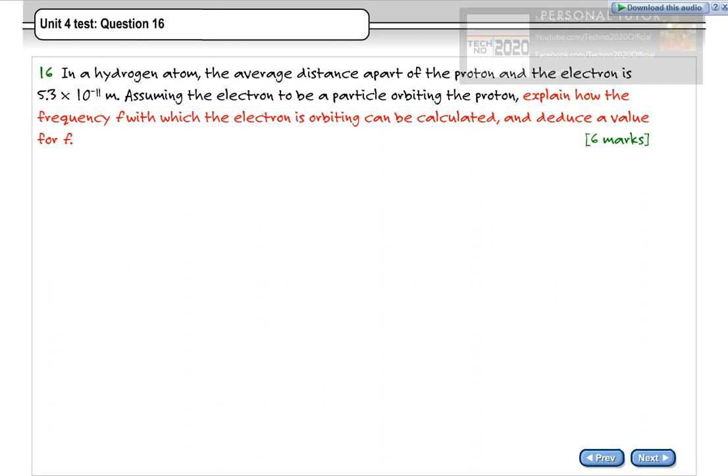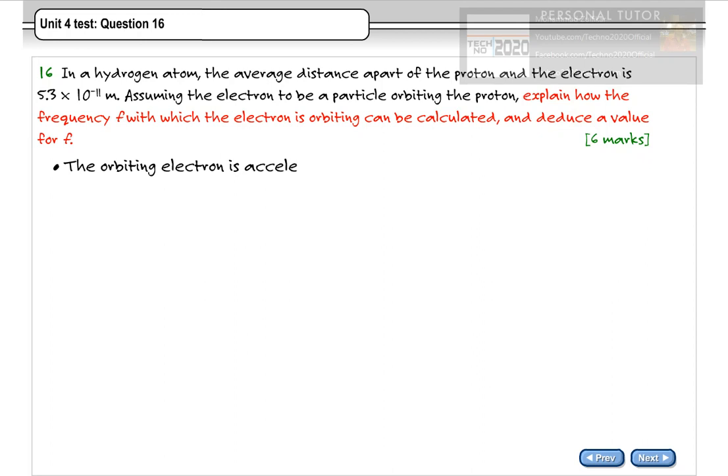This is an unstructured calculation designed to test your ability in stretch and challenge questions. You will need to use the datasheet to find values for some of the constants in this question. Notice that you are asked to explain how, as well as to deduce a value.